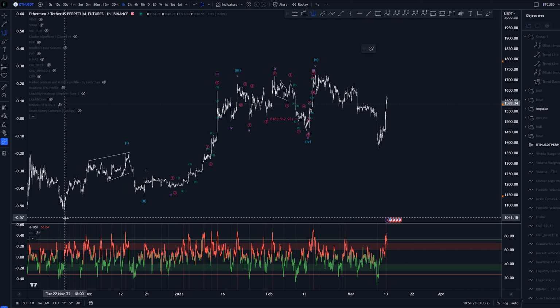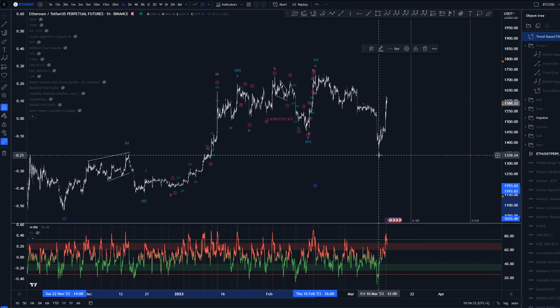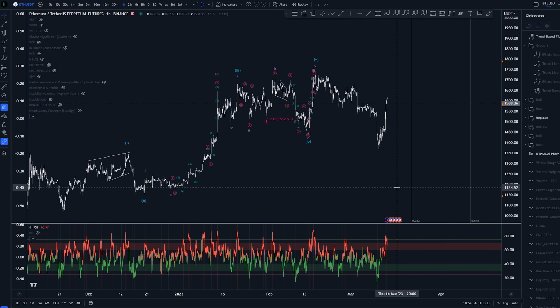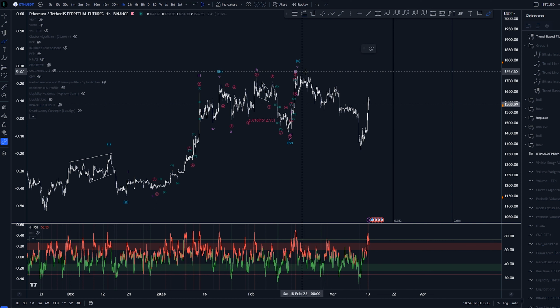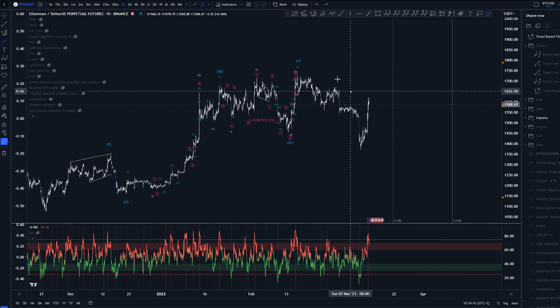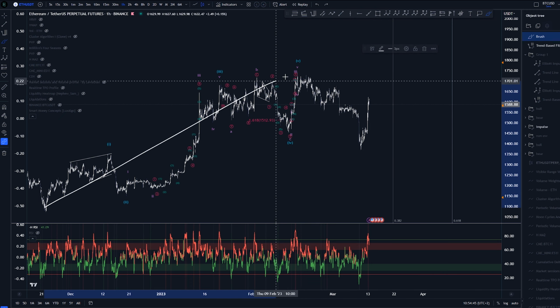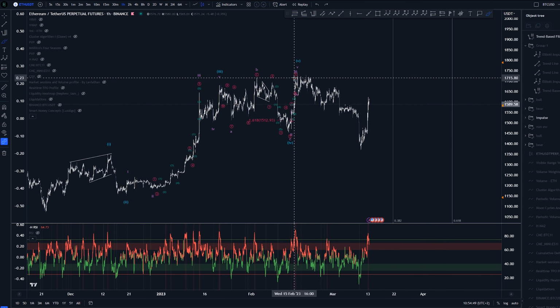Now, if we are comparing this in time, this whole structure against the current structure, we can see that we did not even hit the 38.2. Generally, we want to see this hit to make sure that this new structure is relative to this one. If this is not hitting the 38.2, chances are that this is not a finished correction.